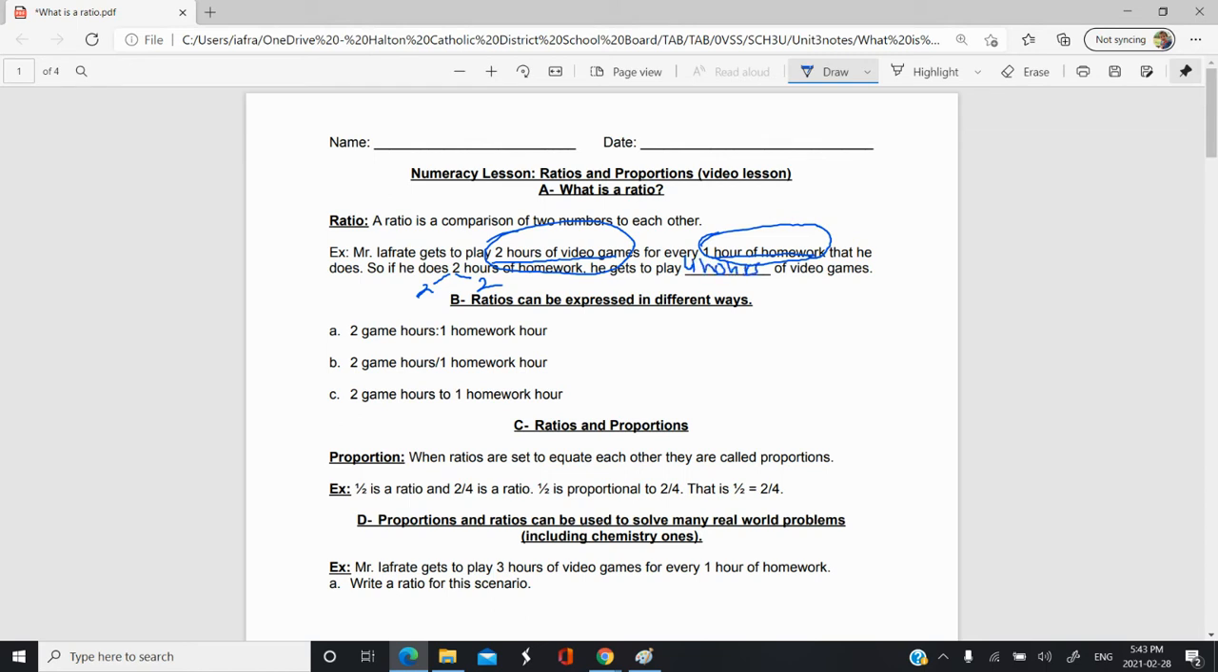Or the way you could think about it is, if I write it like this, I could say I get 2 hours of video games, so 2 video games for every, I'm going to put two dots there, a colon, for every 1 hour of homework, HW. So there's different ways you can write a ratio. You can say, for example, 2 to 1 with the colon here. That means you get two game hours for every one homework hour.